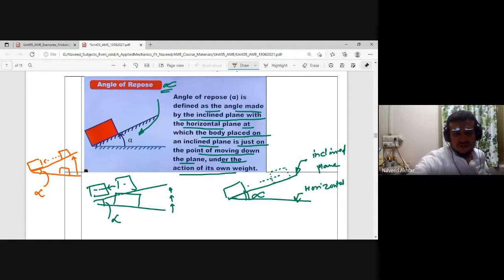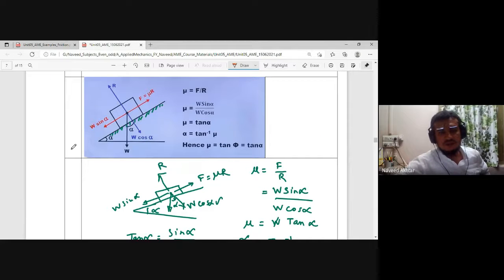So the body placed on the inclined plane is just on the point of moving down the plane in the direction of its movement. So it should be remembered that it should be under the action of its own weight. के खुद के वजन की वजह से अगर वो जस्ट मूविंग शुरू हो जाती है इंक्लिनेशन देने से, तो दैट इंक्लिनेशन दैट एंगल इज कॉल्ड एज एंगल ऑफ रिपोज. ये सब हम लोगों ने पढ़े.